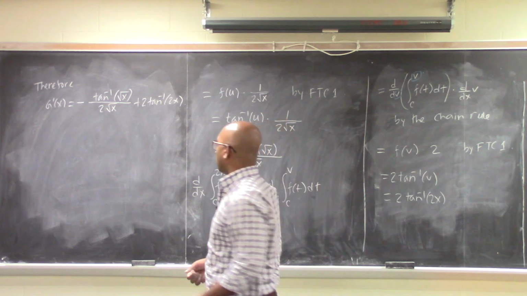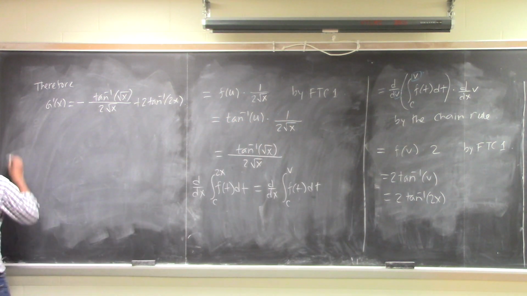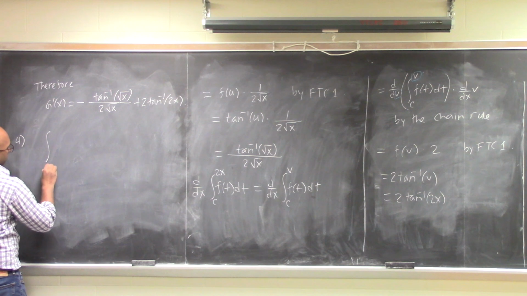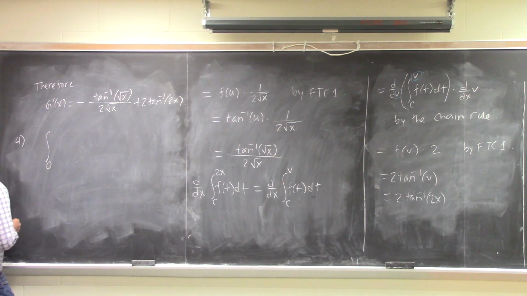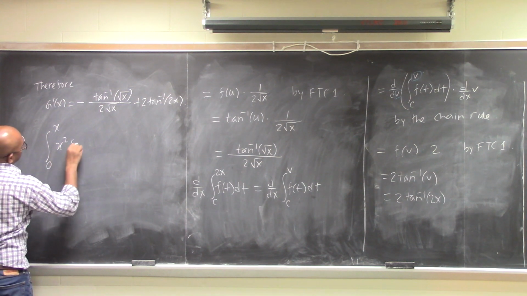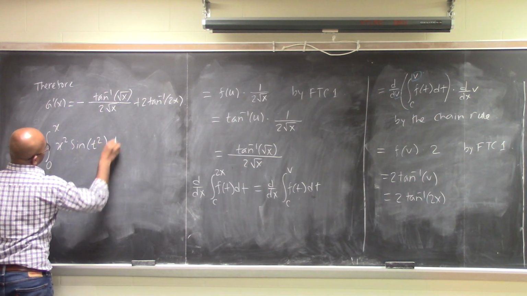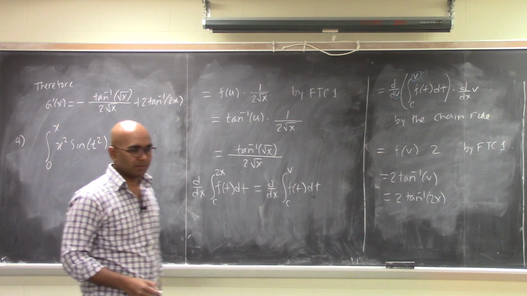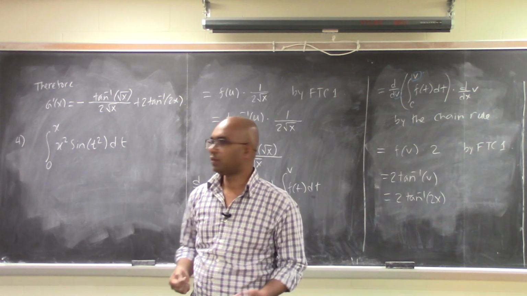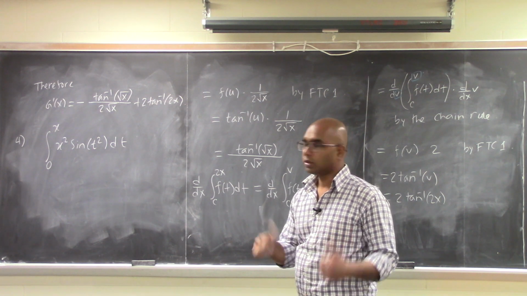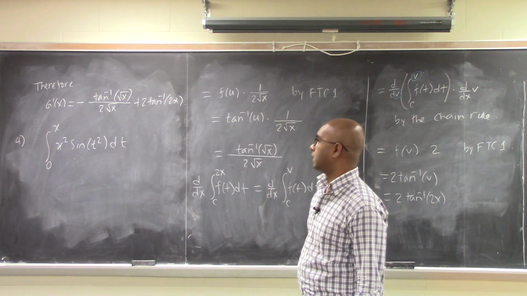Okay. So now the last problem is this. Find the derivative of this function, the integral from 0 up to x of x squared sine of t squared dt. We need to find the derivative of this function. So what should you do first? You have a constant at the bottom, you have x on top, pretty good. Can we just take derivative right now?